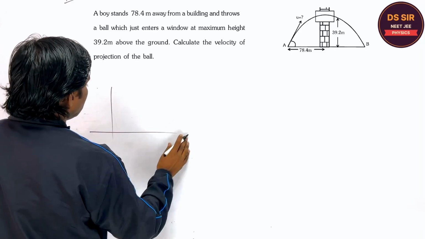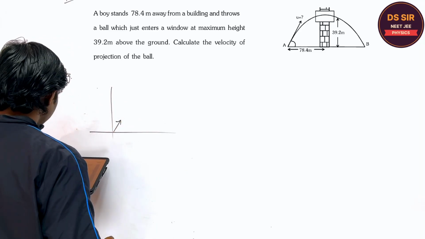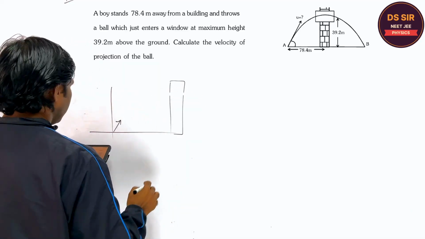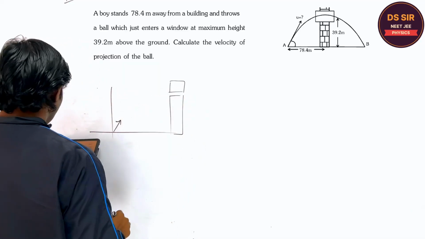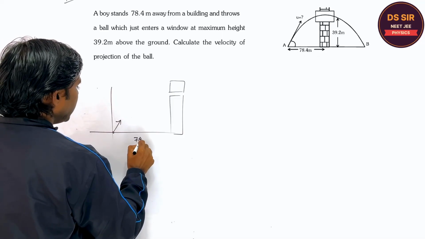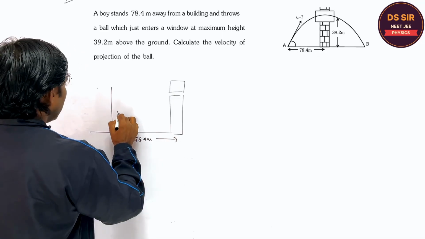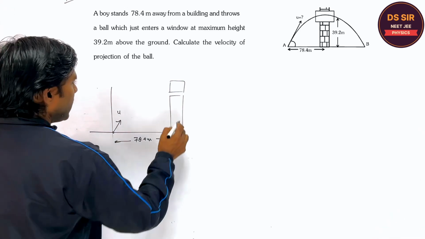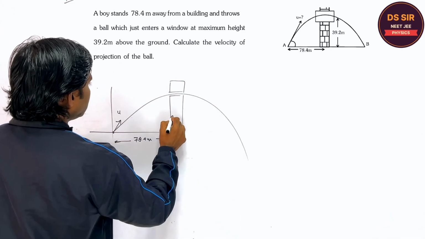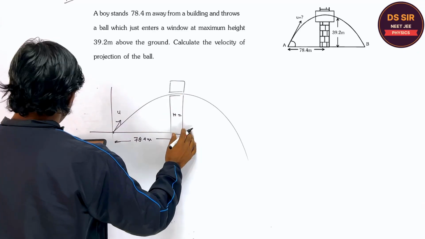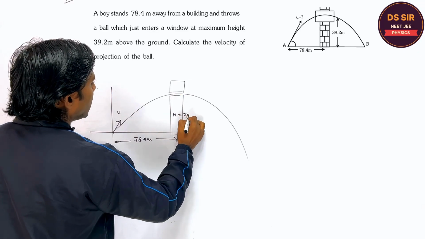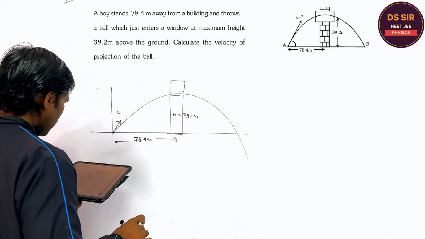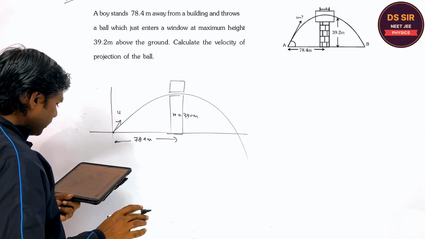So in this question, suppose this is the building, and in the building there is a window like this. And the boy is standing 78.4 meter away from this building, and the speed is supposed to be u, right, and at the maximum height, it goes like this. So this maximum height in the building is given as 39.2 meter. Is it clear? That is the thing. So what they're asking, calculate the velocity of the projection.